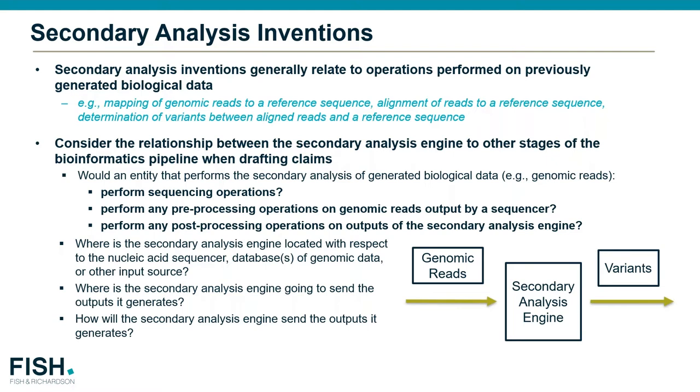You want to consider particularly the relationship between the secondary analysis engine and other stages of the pipeline. Would the target entity perform secondary analysis? Would it also perform the sequencing operations, pre-processing operations, post-processing operations, or any combination thereof? Where is the secondary analysis engine located? For example, your claims drafting may be very different based on whether the secondary analysis engine is in a server in the cloud, or perhaps even in a sequencing device. And then you want to consider how the secondary analysis engine is going to output or transmit the data that it outputs. For example, is it going to compress the data before it transmits it? And things of that nature.